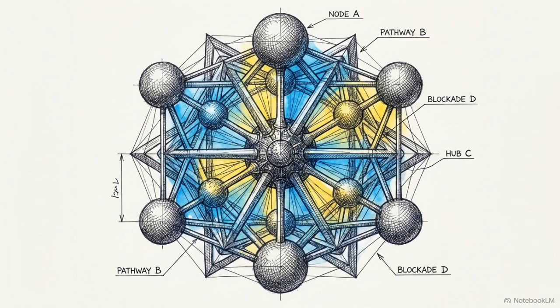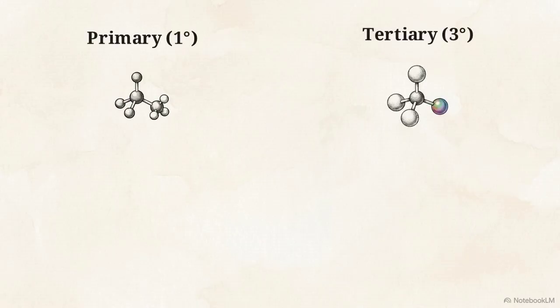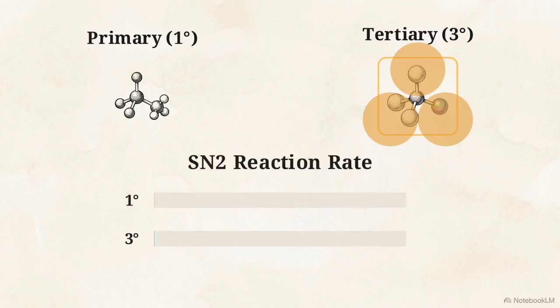While the objective is constant, the physical path the atoms take depends entirely on the architecture surrounding that central carbon. We can see this divergence by comparing a primary carbon on the left with a tertiary carbon on the right. The primary carbon is attached to only one alkyl group. With only small hydrogen atoms occupying the other bonds, the central carbon is relatively exposed. The tertiary carbon is surrounded by 3 bulky alkyl groups. These substituents physically encase the central atom.